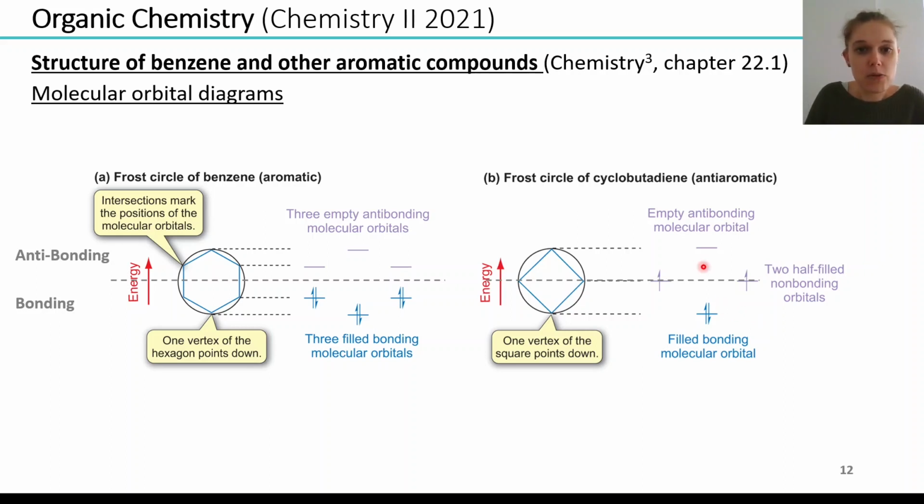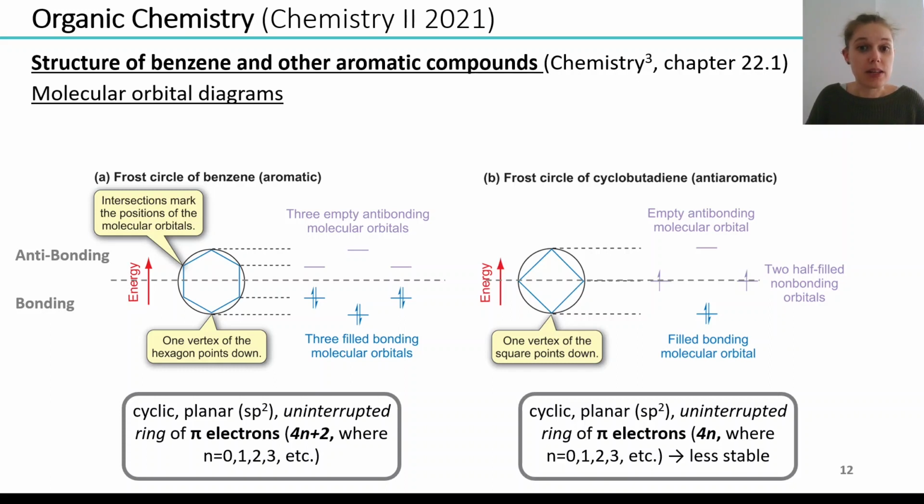And as you can see, we have 2 half-filled orbitals. That means we have 2 unpaired electrons. And it is energetically more favored if we do not have unpaired electrons in molecular orbitals. Hence, this molecule wants to change the situation with these unpaired electrons, and therefore it will react very fast in order to pair those unpaired electrons. And in this way, we can also explain why anti-aromatic compounds in general are more reactive.